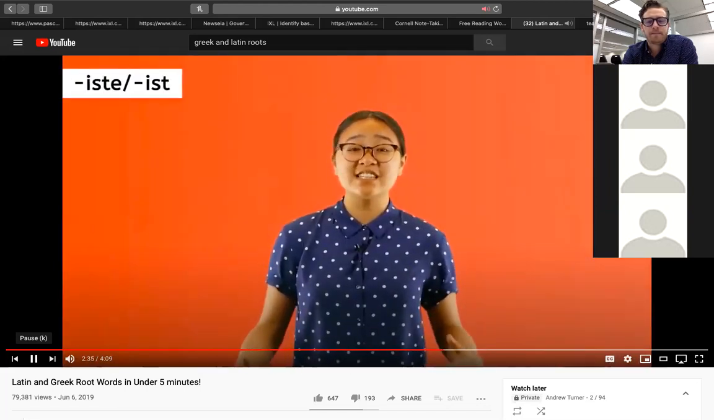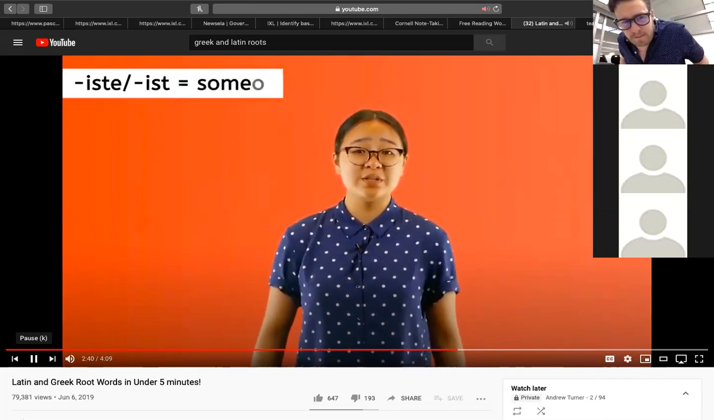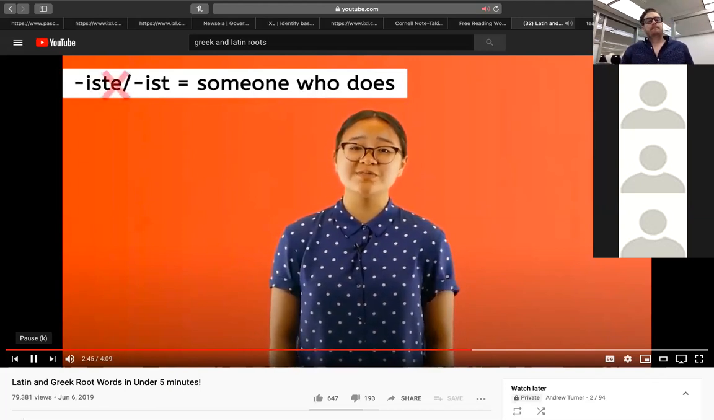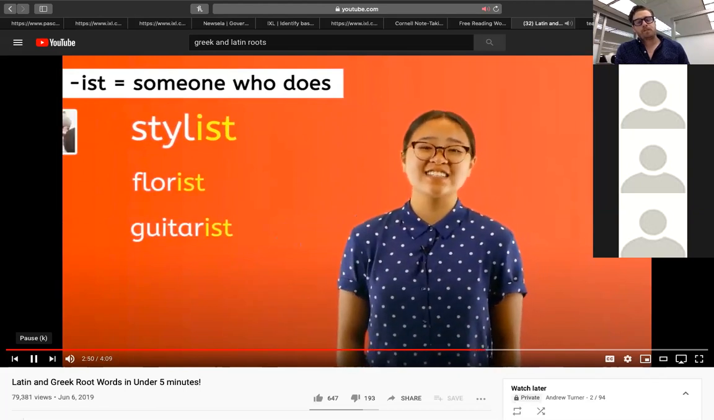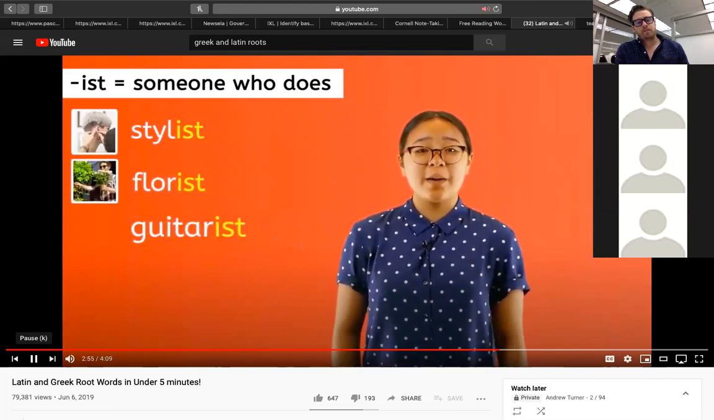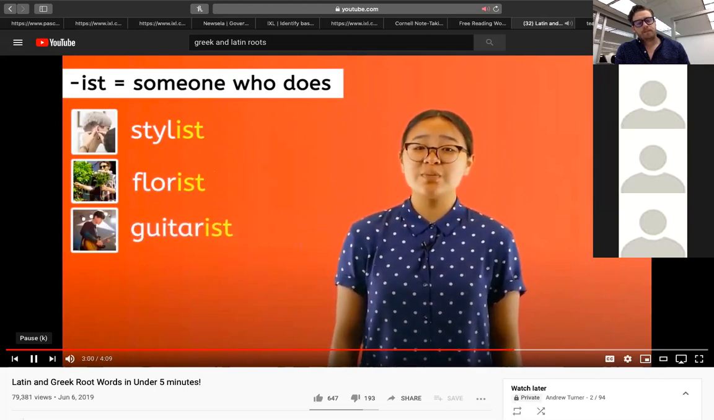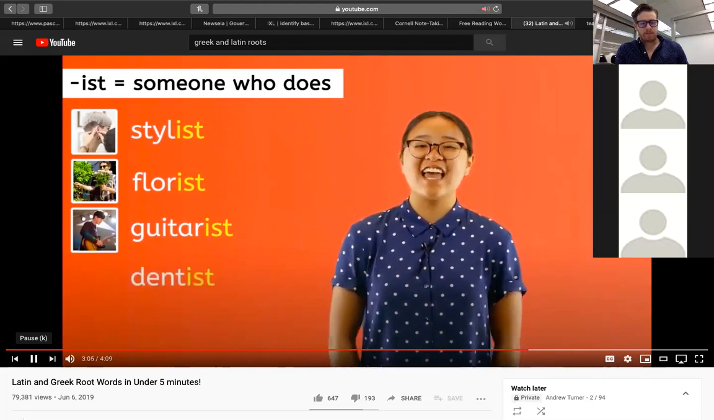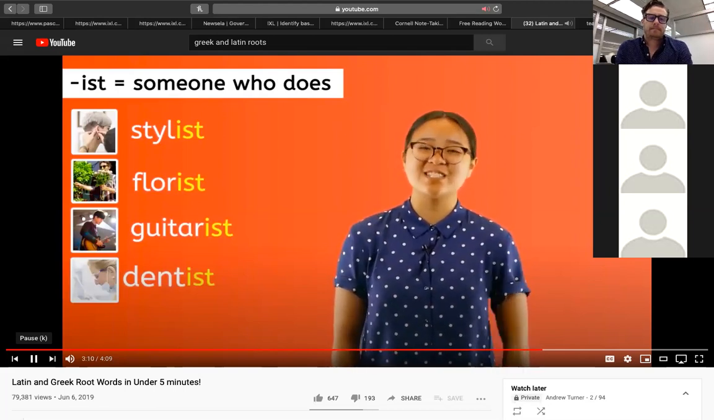Ist is a Latin root word, specifically from the French, that means someone who does. In English, we have dropped the final E in this root. A person who styles is called a stylist. A person who works with flowers is called a florist. A person who plays the guitar is called a guitarist. What would a person who cares for teeth be called? Yes, a dentist. Dent means teeth in French as well.